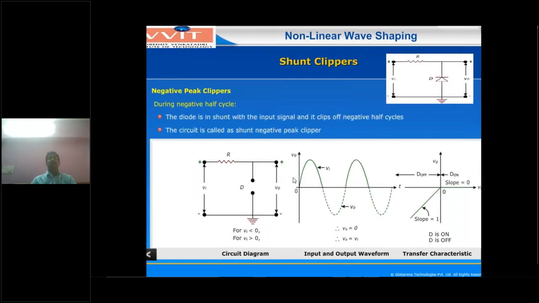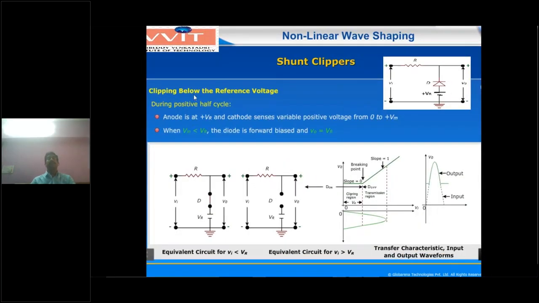Similarly, next is clipping below the reference voltage using a reference voltage. Now the diode will be in reverse bias condition, with a reference voltage VR applied. What are the conditions to be considered here? There are two conditions. One is Vi less than VR. The second condition is Vi greater than VR.